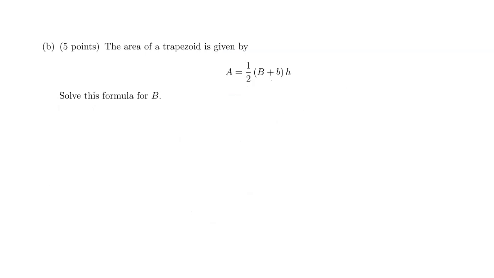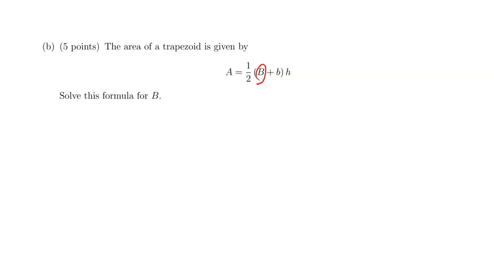Second question. You're trying to solve this formula for b. So whatever is attached to this b should go away. So I need this 1/2 to go away. I need this h to go away. I need this b to go away.